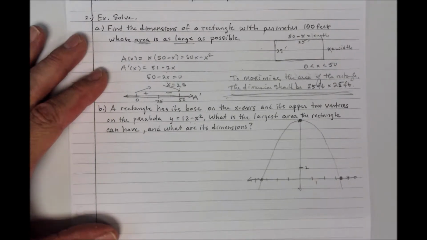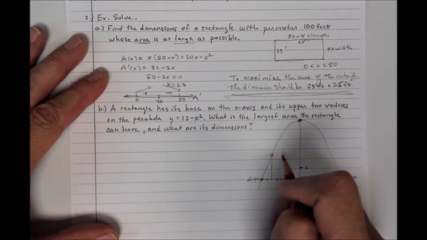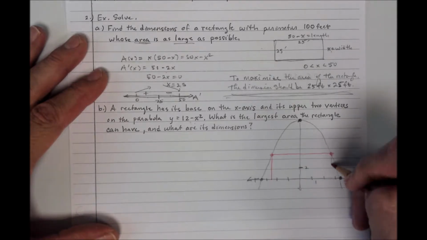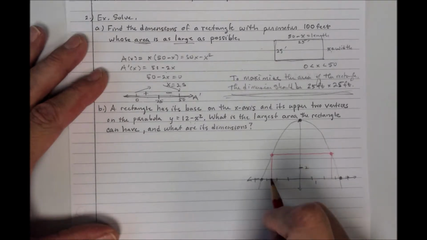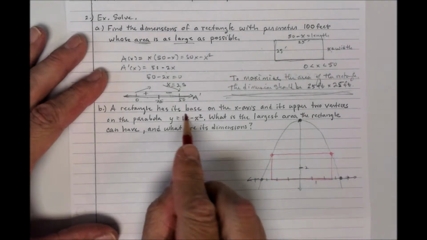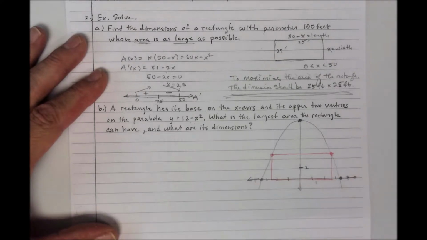And how's my rectangle sitting? Well, my rectangle is sitting like this. Two of the vertices are on the parabola, and the other opposite side there is on the x-axis. It says its base is on the x-axis, and its upper two vertices are on the parabola. Now, I don't know what the x or the y values are going to be, but I do know that it should fit something like this.